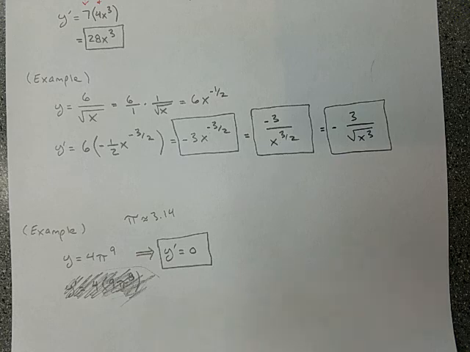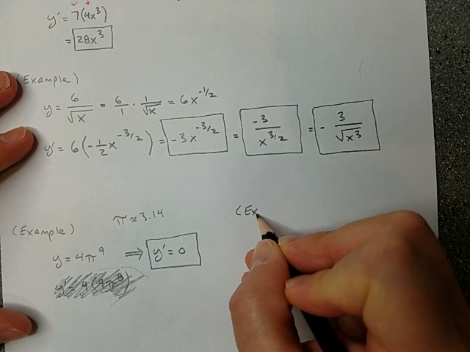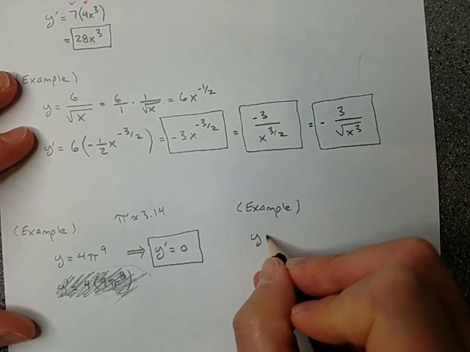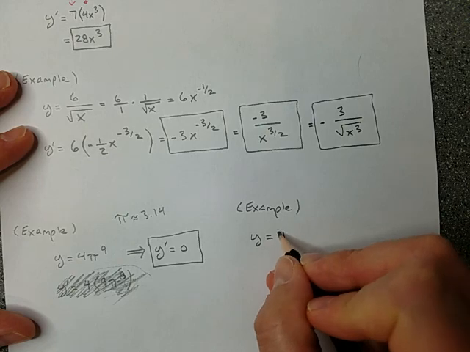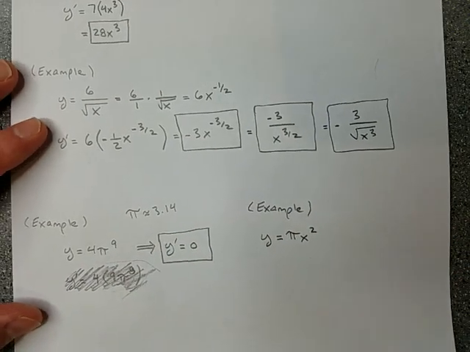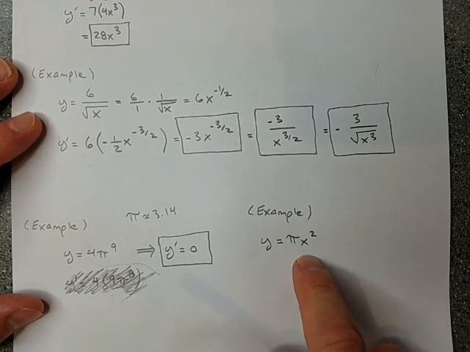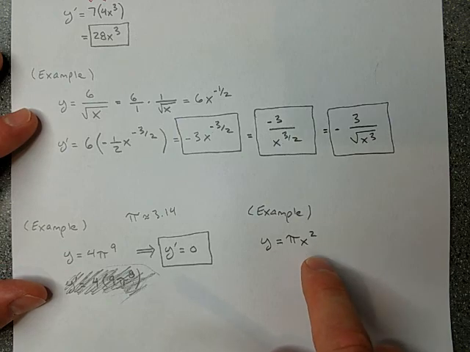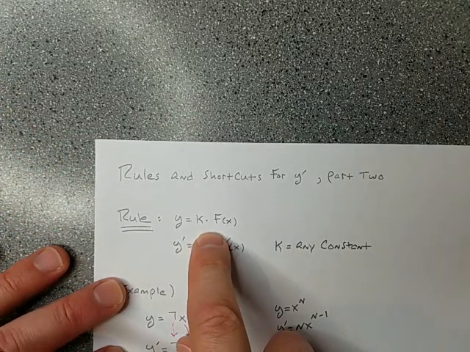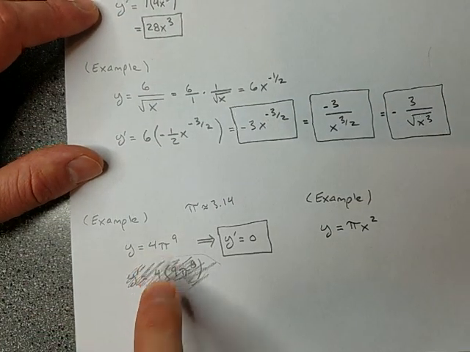Now, maybe something that looks a little bit different. Let's compare real quick and consider another example. What if you had y is equal to pi times x squared? Well, similar but different, okay? Pi is a constant times x. X is a variable. X squared is some function of x. That is what's like this. This one is not. Okay?